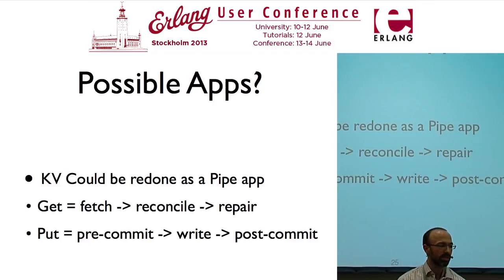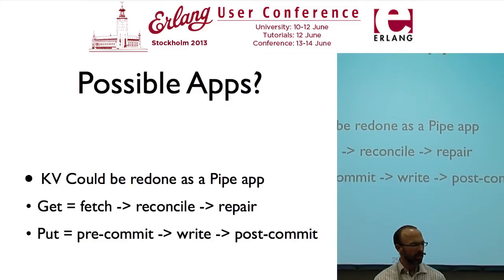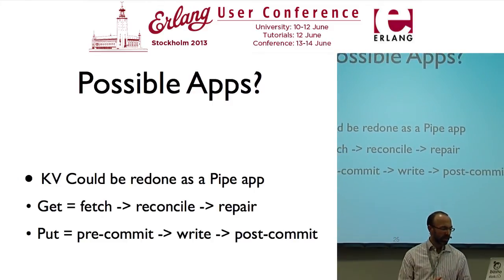I think we could do this as a pipe app, and that might help us with making sure that all of the work we're doing to reconcile things isn't causing slowdowns to clients because they can't fetch things and that kind of thing. We'd be able to tune how much reconciling is going on at any one time, or how much fetching is going on at any one time. Same kind of thing with put.